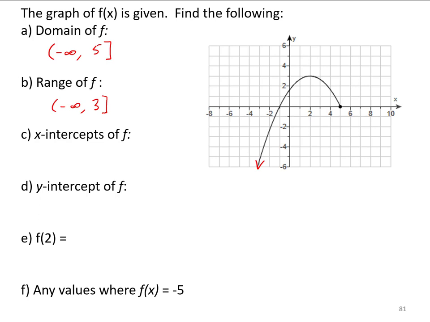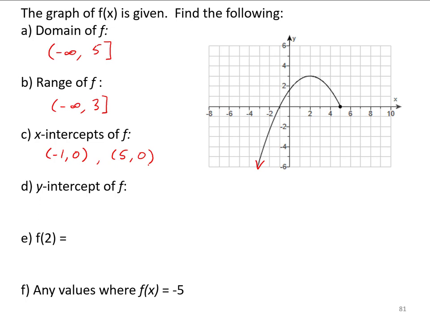Part C is the x-intercepts of f, and there are 2 points where this intersects the x-axis. One of those is the point -1, 0, so parentheses -1, comma 0, close parentheses. And also, we have the point 5, 0, so parentheses 5, comma 0, close parentheses. Those are the 2 x-intercepts. Now, I'm listing these as points, but there are times when we consider the x-intercepts to just be -1 and 5. I'd prefer to use points for this.